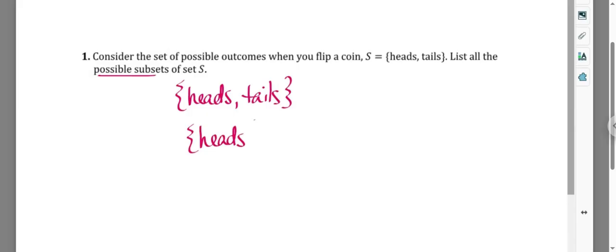We can get just heads. We have just tails. And we have the empty set. So the last 3 are the proper subsets. The first one is not a proper subset, because it's the original set.